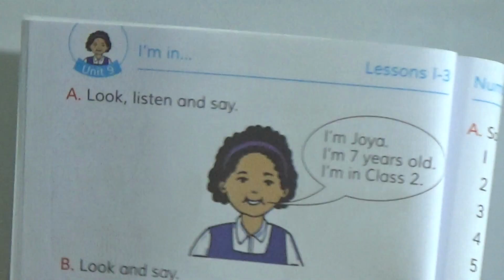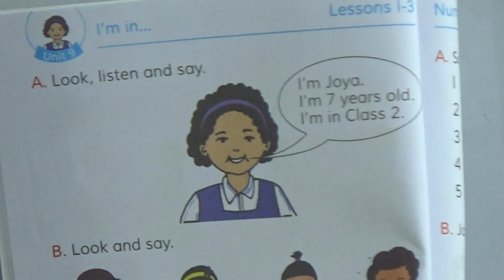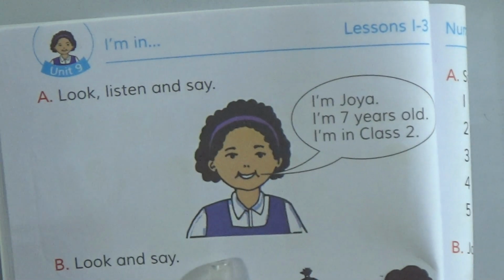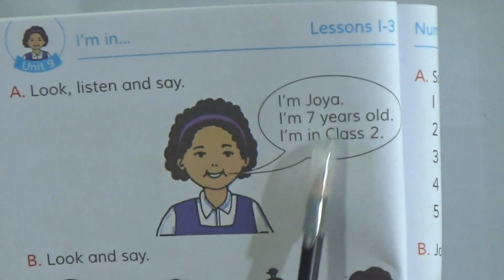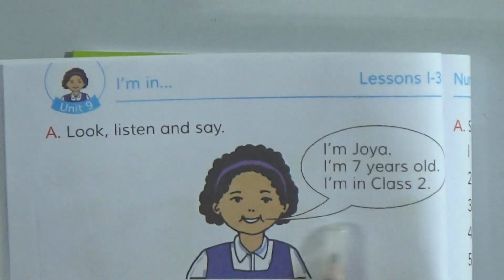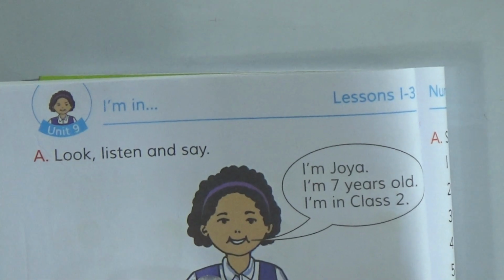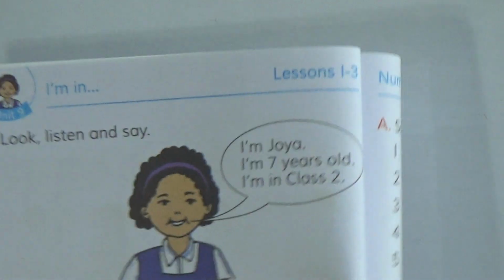This is Unit 9 and the unit's title is I'm in. Look at this girl. I'm Joya. I'm 7 years old. I'm in class 2. This girl's name is Joya. She is 7 years old and she is in class 2.